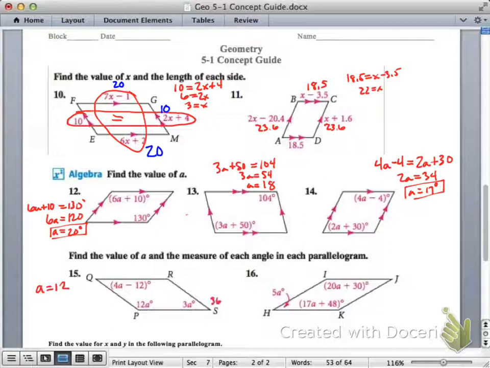You should have gotten that A is equal to 12. That makes these angle measures. Finding the angle measures, even if the question doesn't ask you to do so, will help you determine if they're right, because these have to be supplementary, and then the opposite angles have to be congruent. Similar idea on number 16. You should have gotten that A was equal to 6, and then that made angles of 30 degrees and 150 degrees.